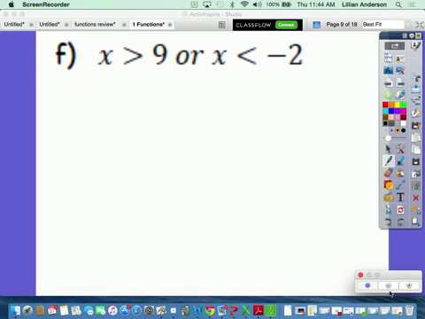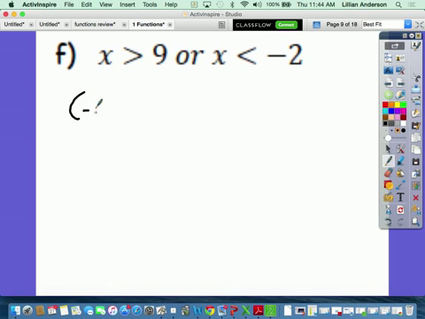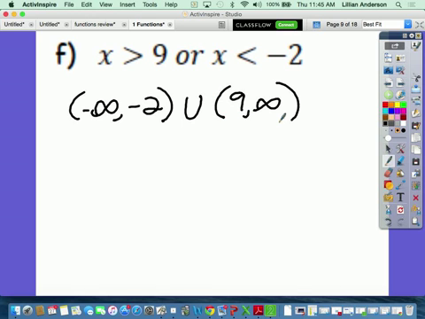Parentheses, negative infinity, -2. A parentheses, 9, infinity. Very good. And I like that you put it in order too. If you did not put it in order, you're not technically wrong, but you're not all the way right. Remember, your negative numbers come first before your positive numbers. So just be careful on that.